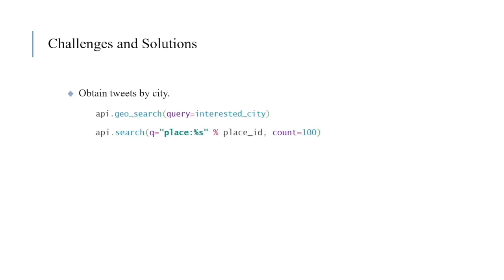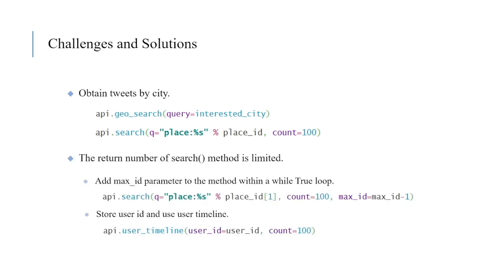First, we need to get tweets by city. To satisfy this requirement, I use two methods. GeoSearch returns a set of related location objects, which have unique IDs. And the search method will use these IDs to get tweets that were sent in the location. However, the search method returns a small number of tweets.